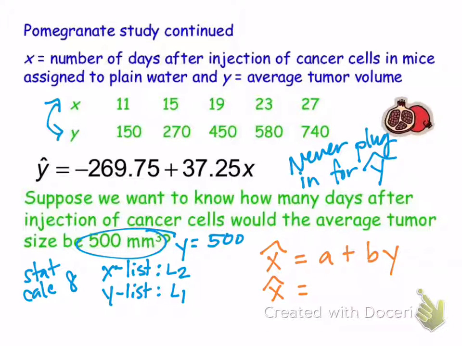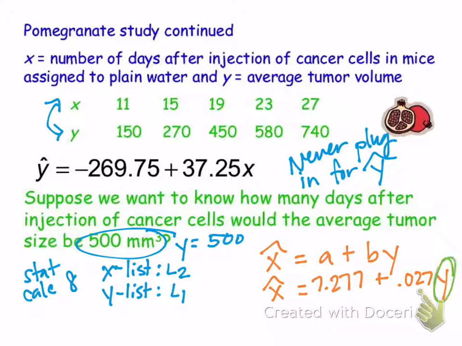It'd be the 7.277. Plus, what is my slope? The slope would be 0.027. Okay, we have to learn how to round. 0.027 Y.